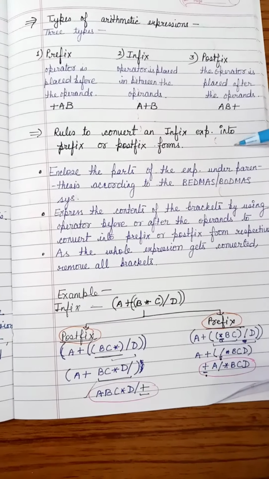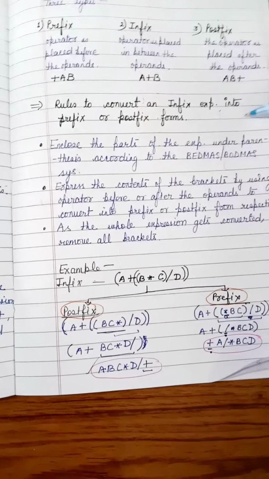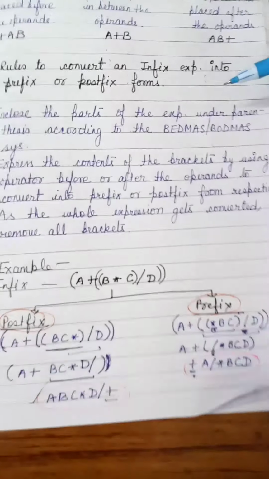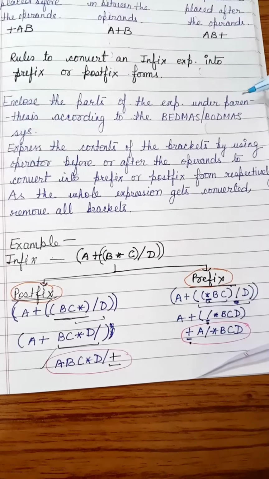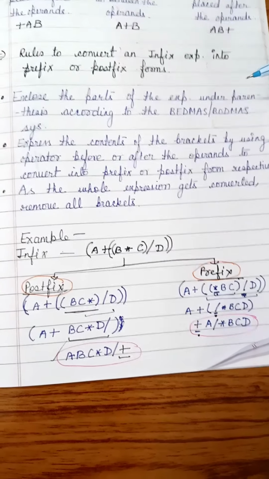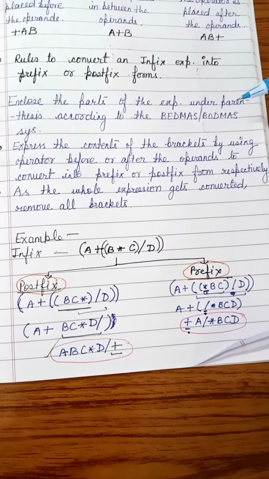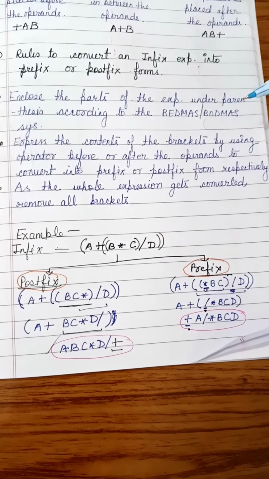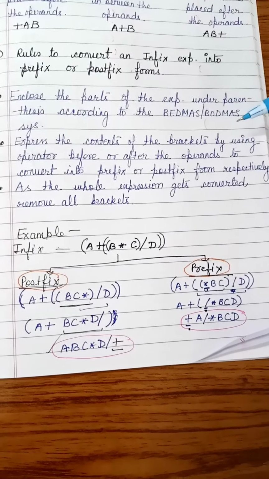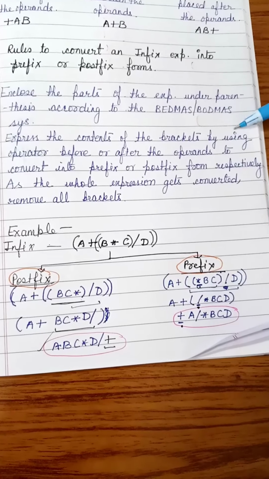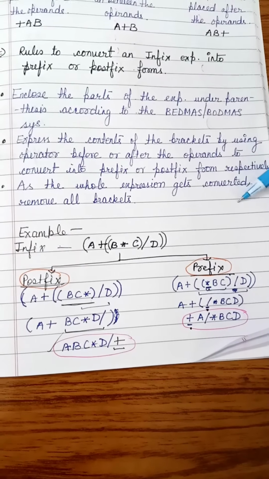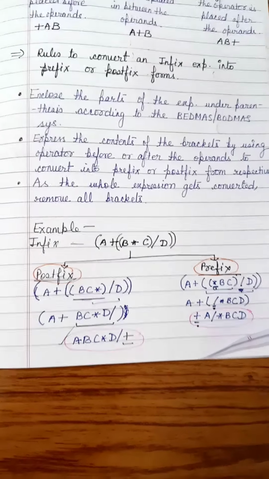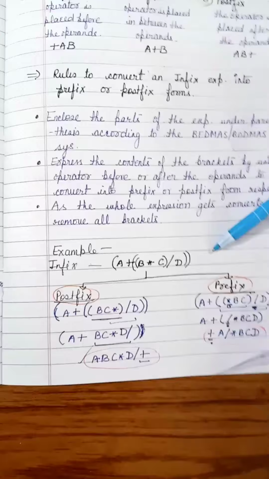Now the rules to convert an infix expression into prefix or postfix forms. Enclose the parts of the expression in parentheses according to the BODMAS system. Now express the contents of the brackets by using the operator before or after the operands to convert into prefix or postfix form respectively. As the whole expression gets converted, remove all the brackets. Now we will do this using an example.